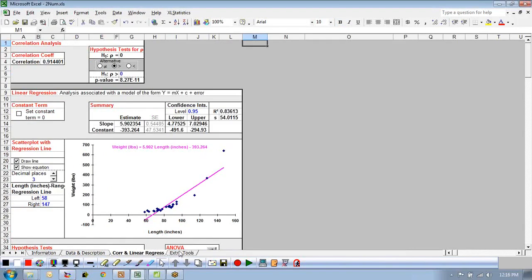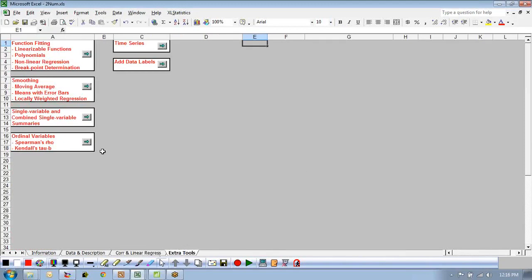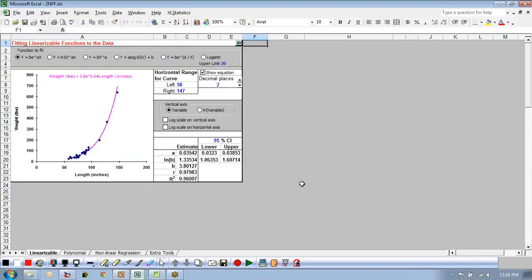Polynomials to the rescue. So in Excel Stats, it's pretty straightforward. We simply go to Extra Tools. When we go to Extra Tools, you'll see that at the upper left-hand corner, there's function fitting. And there's lots of different ways we can do it. We can use linearizable functions. We can use polynomials, nonlinear regression. We are going to use polynomials, but let's just click on the button. We'll get them all.